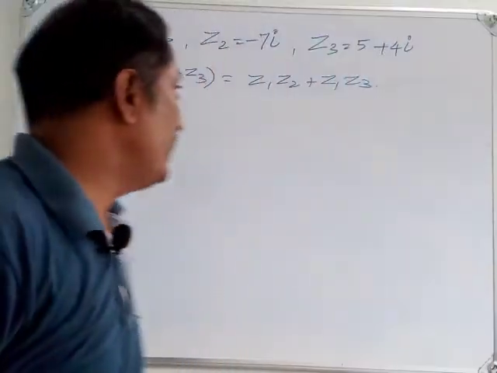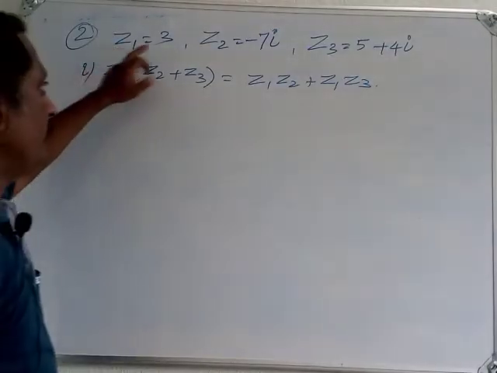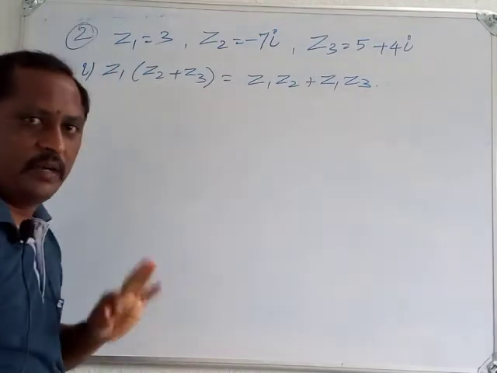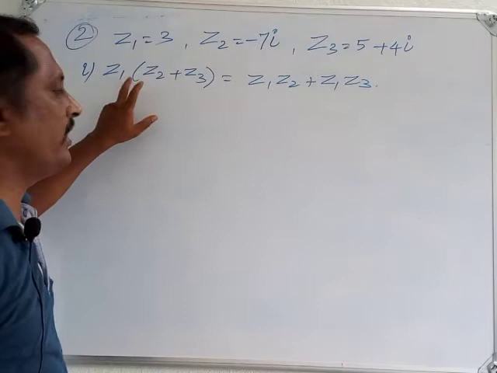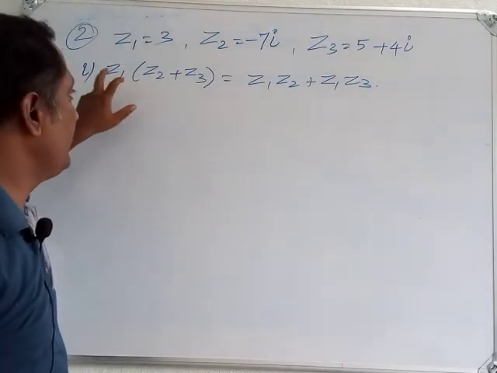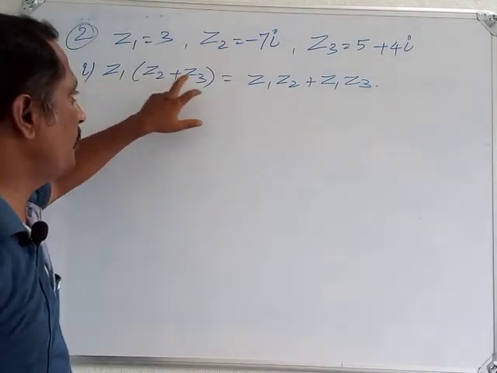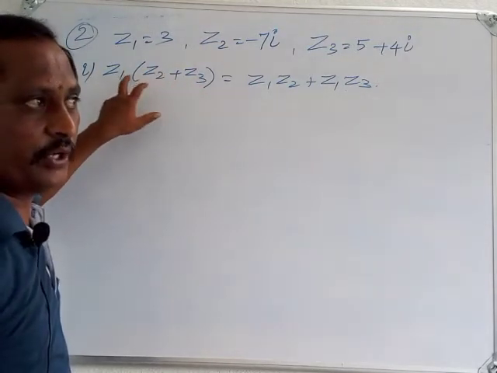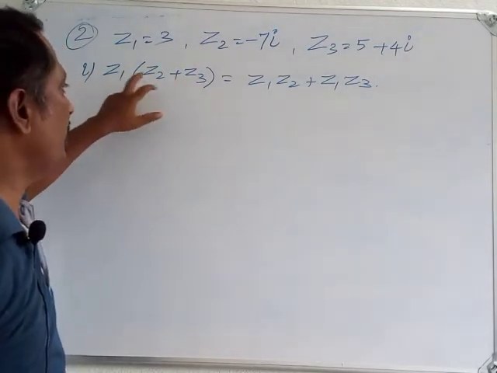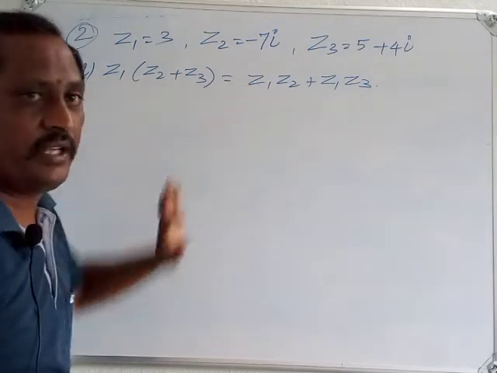Next, exercise second question. Z1, Z2, Z3, three complex numbers are given. Verify the distributive law. This law is called the distributive law: Z1 into (Z2 plus Z3), that is multiplication distributive over addition, equals Z1 into Z2 plus Z1 into Z3.